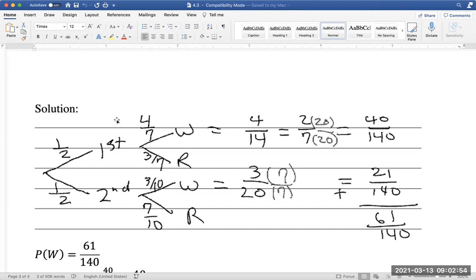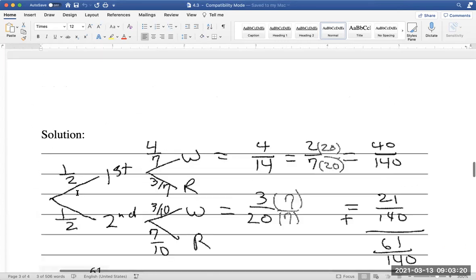So 1/2 times 4 over 7, that's 40 over 140. Then 1/2 times 3 tenths gives 21 over 140. Add those, so you get 61 out of 140.